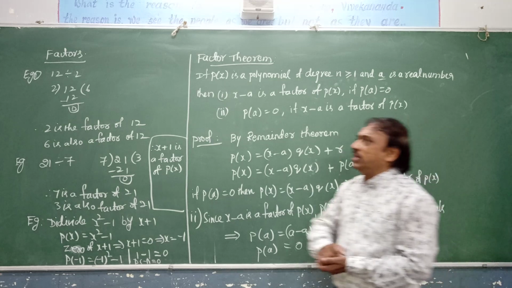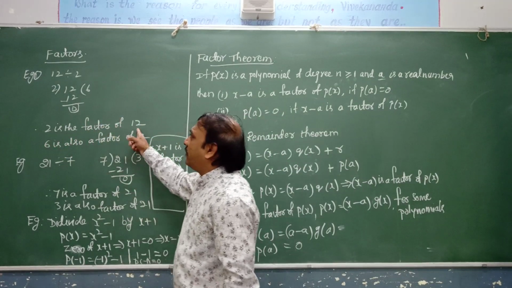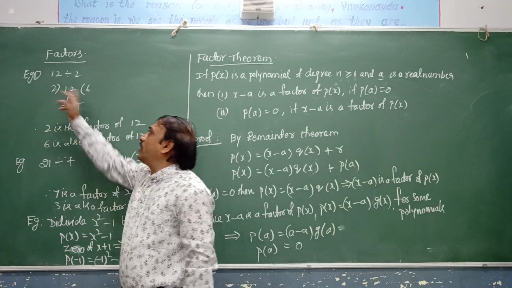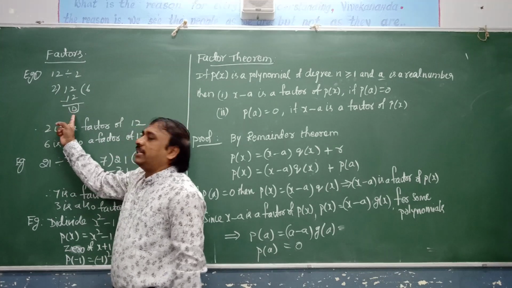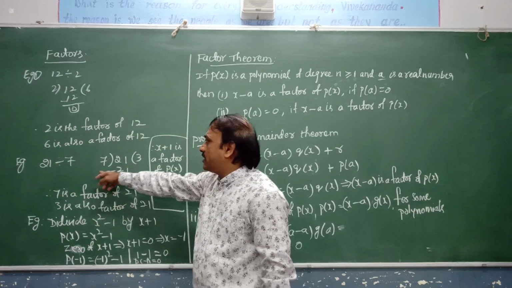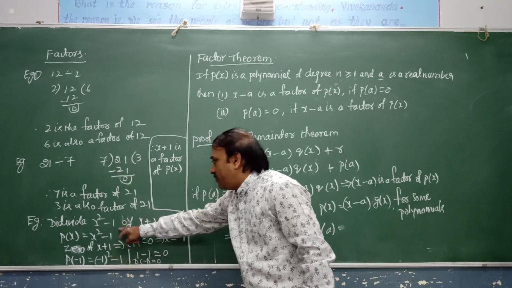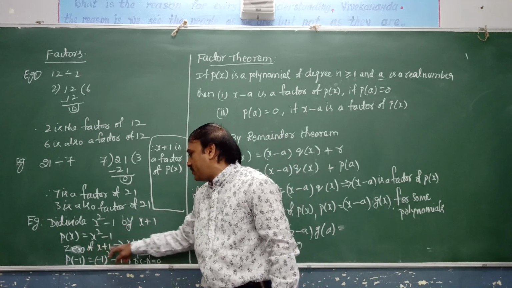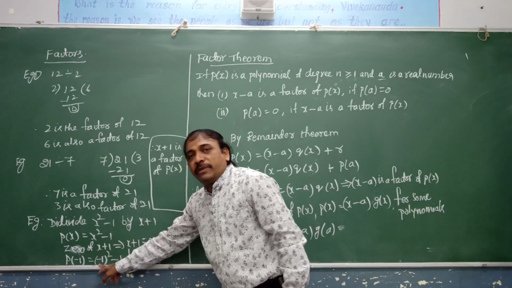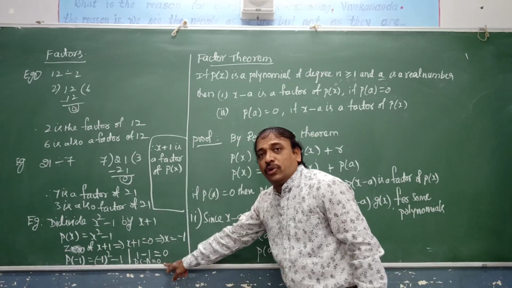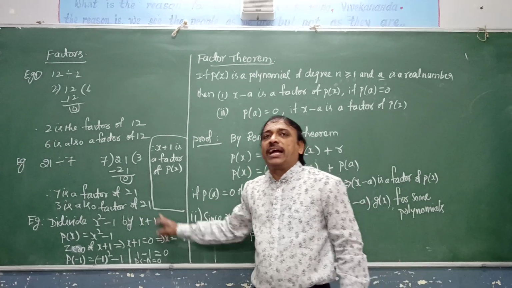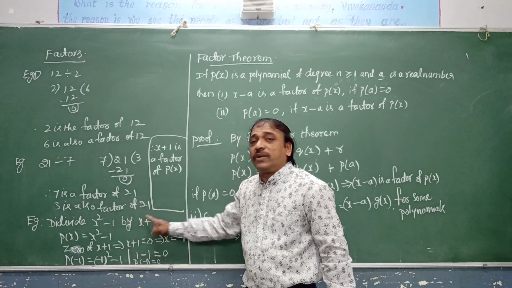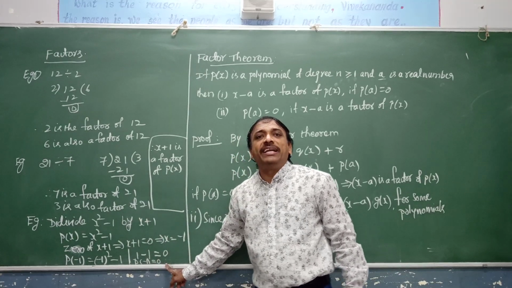Here also I explained 2 is a factor of 12. That means 2 is a factor of 12 means the remainder is 0. Because the remainder is 0, 2 is a factor. 2 is a factor, that's why the remainder is 0. Similarly in this question, 21 by 7. And similarly x square minus 1 divided by x plus 1. Here we substituted x as the zero of x plus 1, which is minus 1. Put in x place minus 1 whole square, we obtain the remainder is 0. That means x plus 1 is a factor of p of x. As x plus 1 is a factor, so we are obtaining remainder as 0.